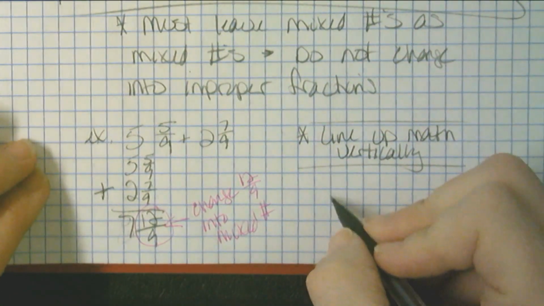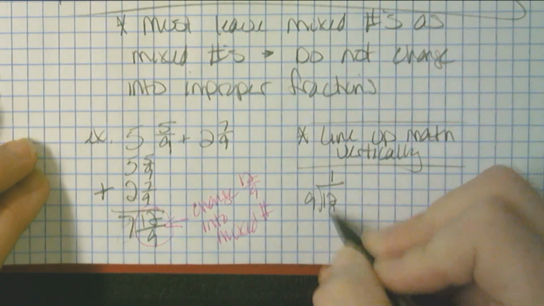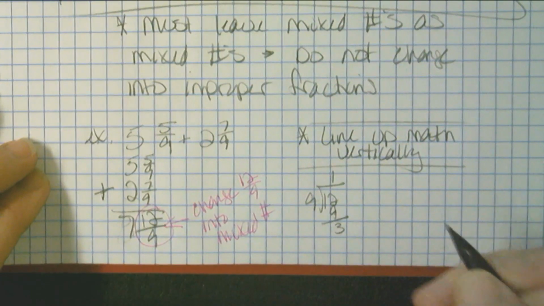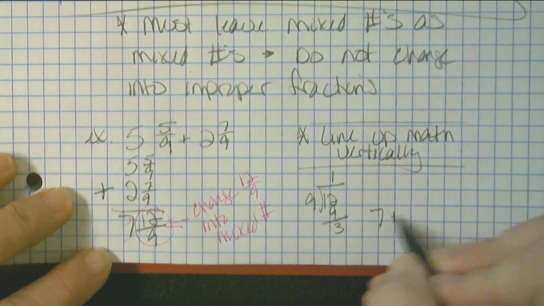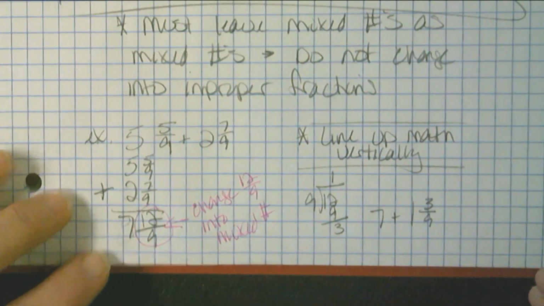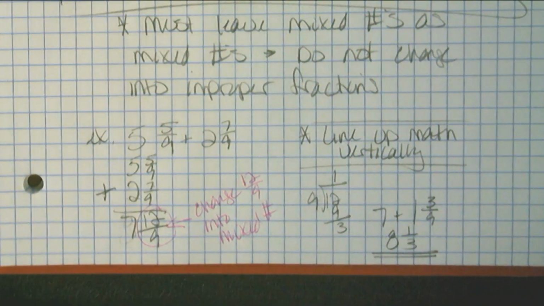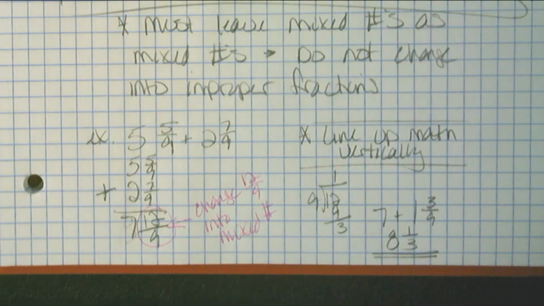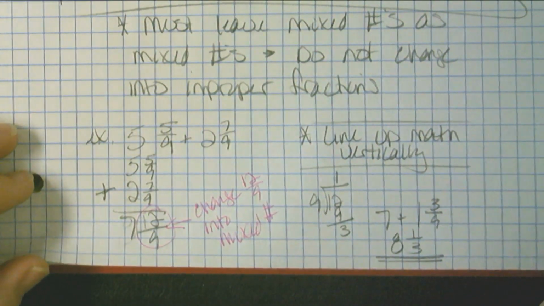All right, so I take my 12/9, so 12 divided by 9. That's going to divide into that once. I have 3 left over, so this ends up being 7 plus 1 3/9. So I'm going to have 8 1/3. How many of you guys are okay with that? Okay. So let's talk about subtraction.